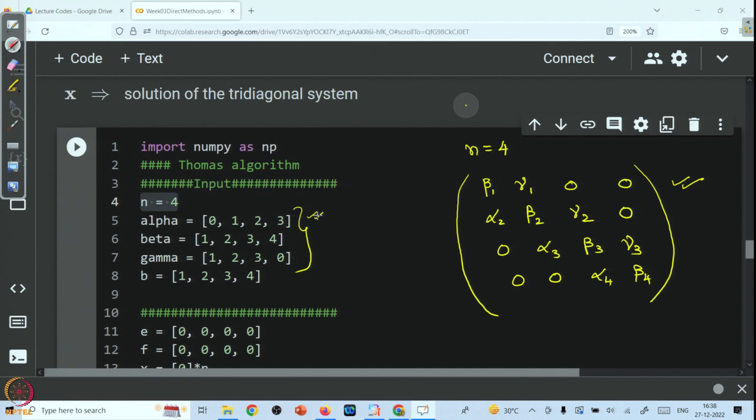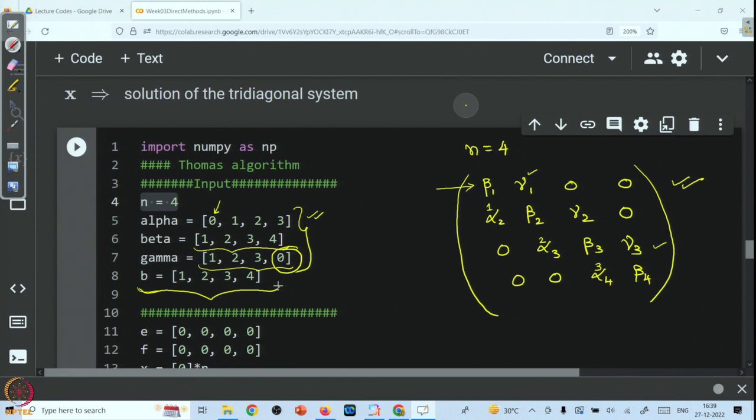I am defining alpha as a list or array where I have put 0 at the first position because there is no alpha in equation 1. Then I am taking alpha 2 as 1, alpha 3 as 2 and alpha 4 as 3. Similarly, beta is defined like this, and you can see that beta has 4 components because it appears in all the equations. Gamma has only three components. It starts from the first equation and goes up to the third equation. The last equation will not have gamma, which is why I have put 0 in the last component of gamma. Then I am taking B as an input and I have just given it as 1, 2, 3, 4.